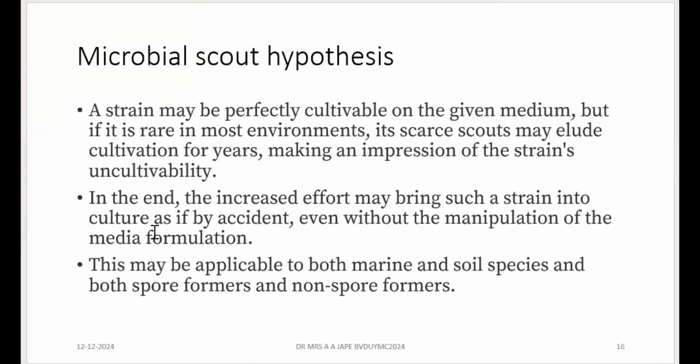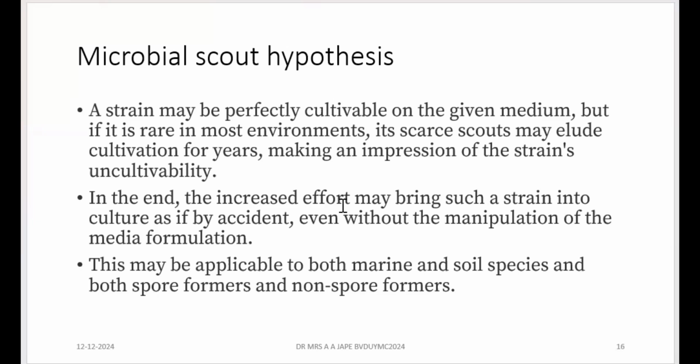So this microbial scout hypothesis says that a strain may be perfectly cultivable on the given medium, but it is rare in most of the environments. Its scouts may elude cultivation for years, making an impression that it is uncultivable. So it is going to be dependent on some of the metabolic signals from bacteria of its same community, same environment, same niche. Other bacterial species have to help its growth.